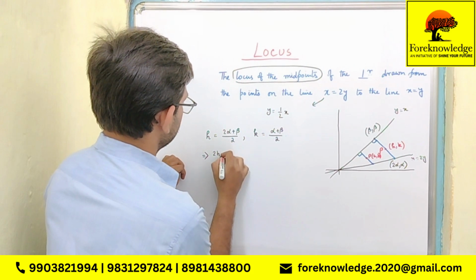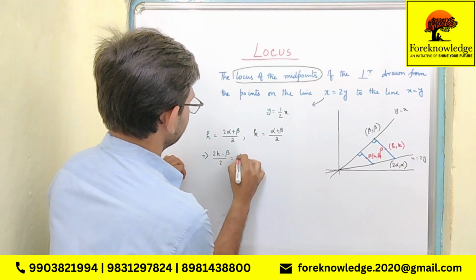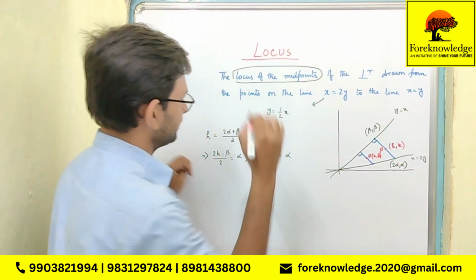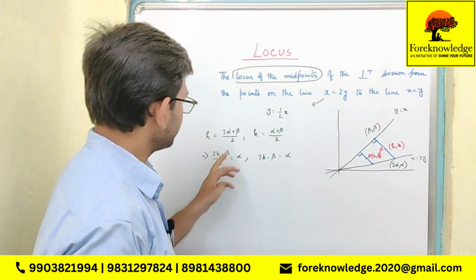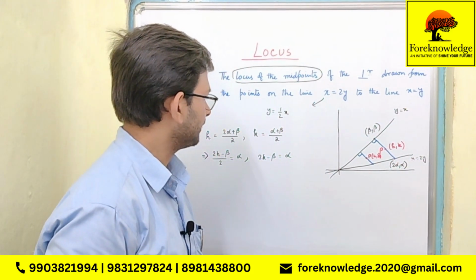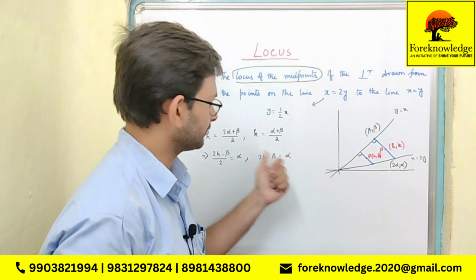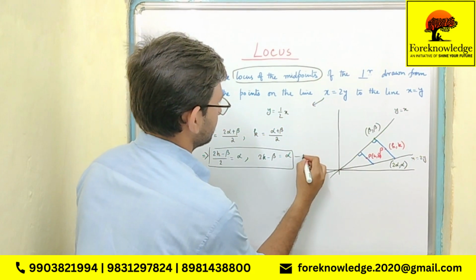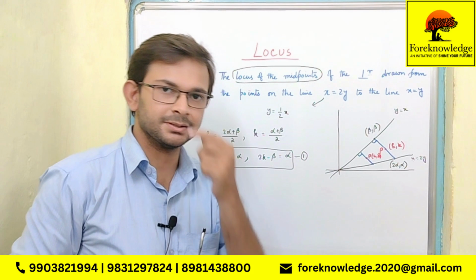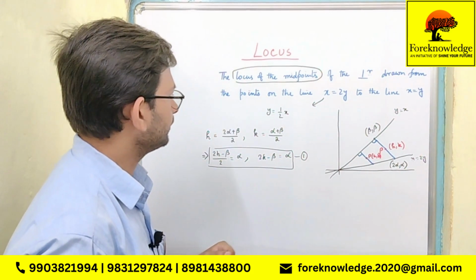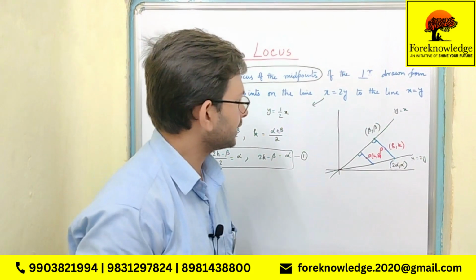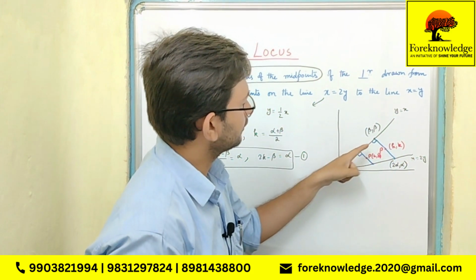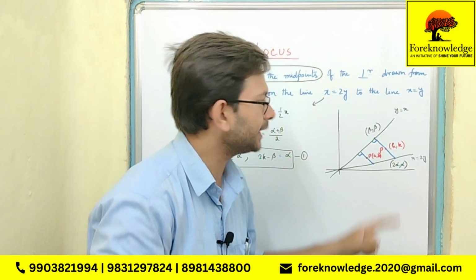2h minus beta by 2 is alpha, and 2k minus beta is alpha. From this equation, this is number 1. And in the second condition, this perpendicular is perpendicular on which line? Y equal to x.